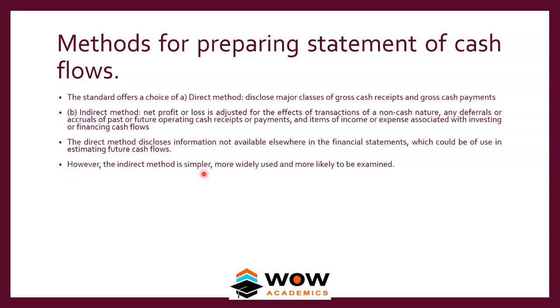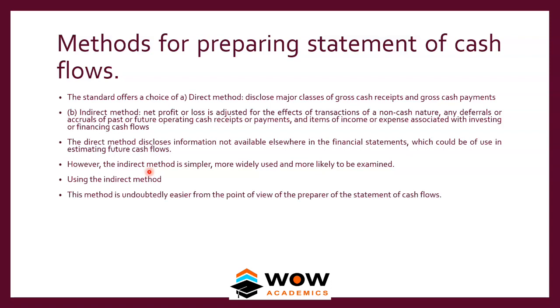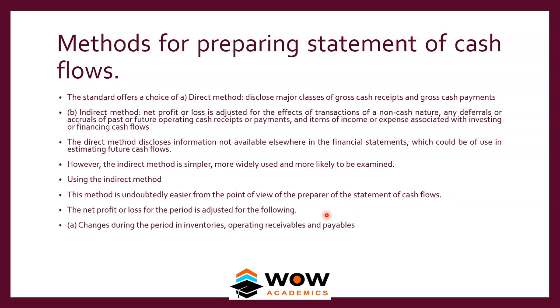However, the indirect method is simpler, more widely used, and more likely to be examined. In exams, you will usually have the indirect method only, because companies also prefer it and it is easier to prepare. This method is undoubtedly easier from the point of view of the preparer of the statement of cash flows. The net profit or loss for the period is adjusted for the following. We adjust the current assets and current liabilities, because cash gets locked or released in them. We will see these things in the problem.